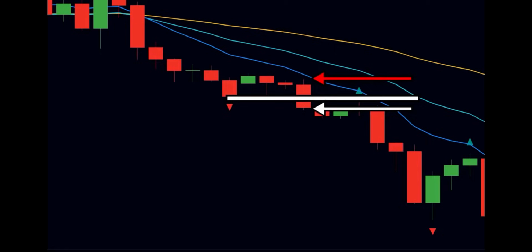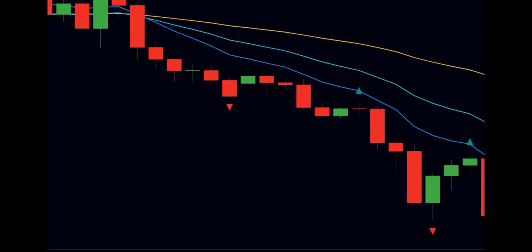We can keep our stop loss above the 10 period EMA, and we can place our targets at 1:1.5 risk-reward ratio. As you can see, the price made a strong down move after our entry.